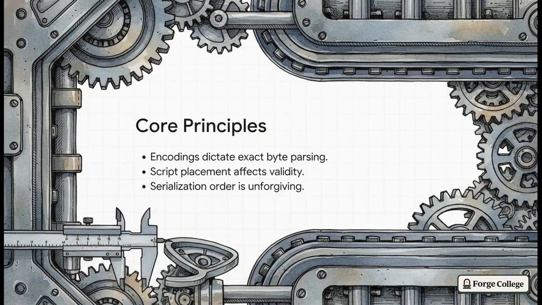Section 5, the final assembly. Okay, we've laid all the parts out on the workbench today. We've looked at the inputs and outputs, the encodings, and the precise order of operations. So let's quickly summarize how this structural blueprint fits together before we wrap up. I want you to remember 3 core engineering principles here.